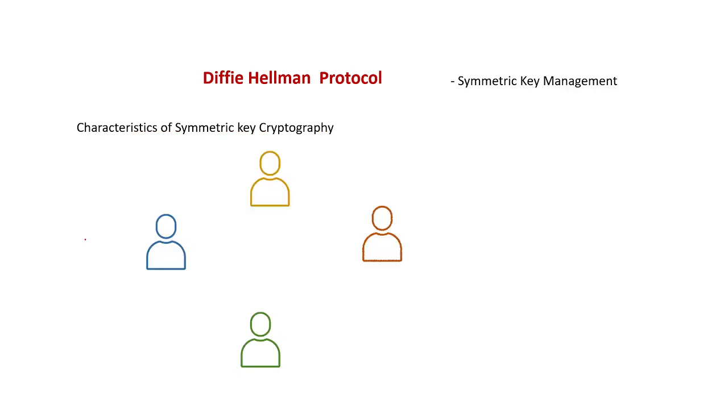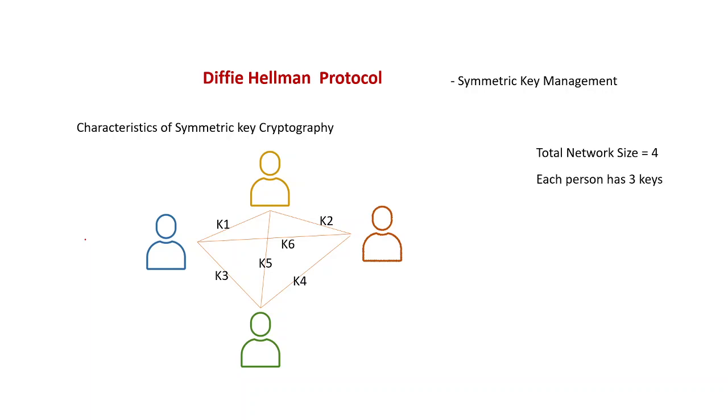Now let us consider a network of 4 people where all the 4 people are connected to each other and they are using symmetric key for communication over the network. So, for a network of 4 people, all connected to each other, each person will be needing 3 keys to communicate with 3 other persons. So, the total number of keys in the network, as you can find in the diagram, is 6. Or you can also say that it is equal to 4 into 3 divided by 2.